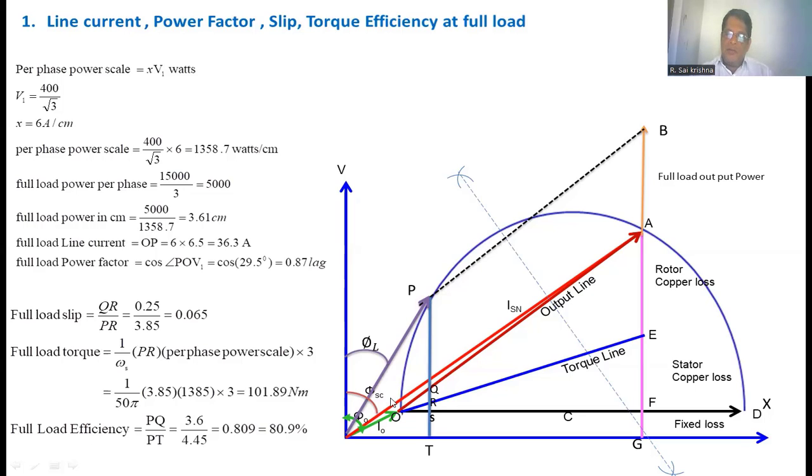Here in this diagram, the output power is nothing but PQ. The total power taken by the induction motor at full load is equal to PT. So the length PQ divided by PT is nothing but the efficiency of the induction motor. You're getting 0.809 into 100, that is 80.9%. So in this manner, you can calculate the line current, power factor, efficiency, and torque of the induction motor.